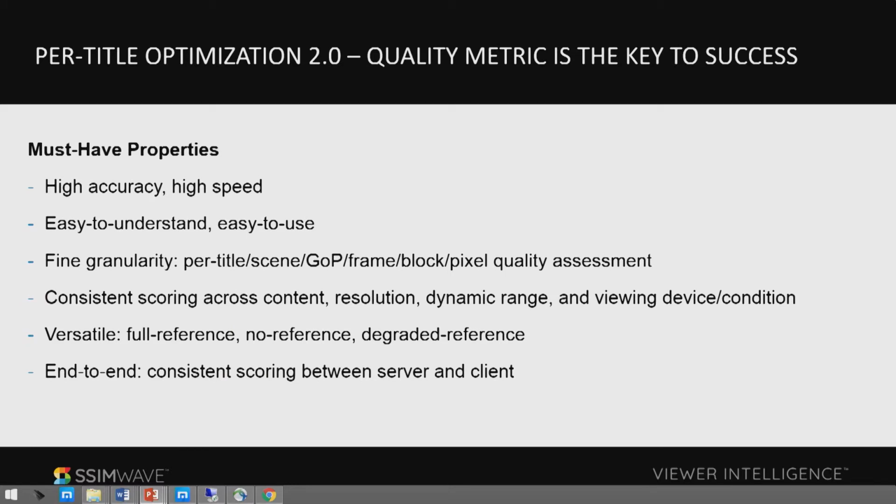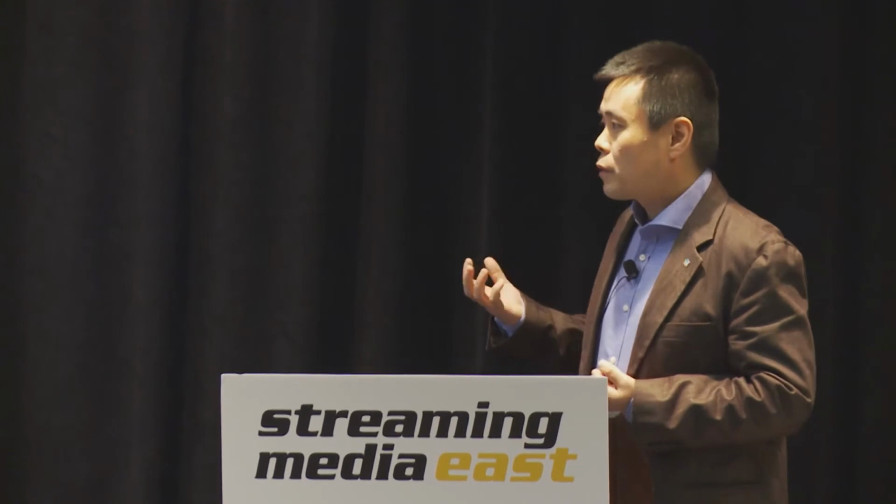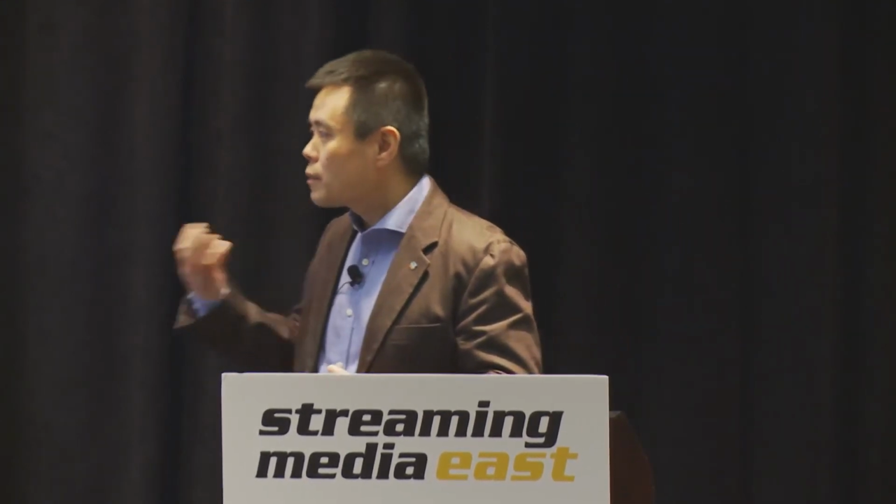Okay, so if you look at what I have just talked about, really to make prototype optimization 2.0 work, the key thing is to have a good quality metric. The quality metric is the key thing, right? So you have a list of must-have properties for this quality metric. You want it to be very accurate in predicting perceptual image quality. You want it to have high speed. You want it to be easy to understand and easy to use. And you want it to have fine granularity, because you might do per-title, per-scene, per-GOP, per-frame, per-block, even per-pixel optimization, right?